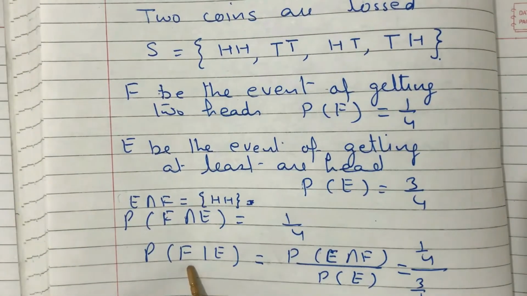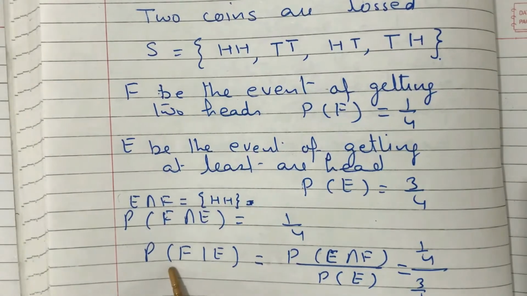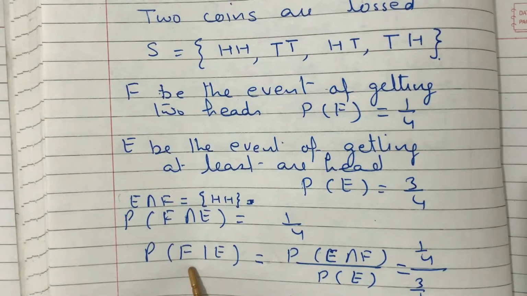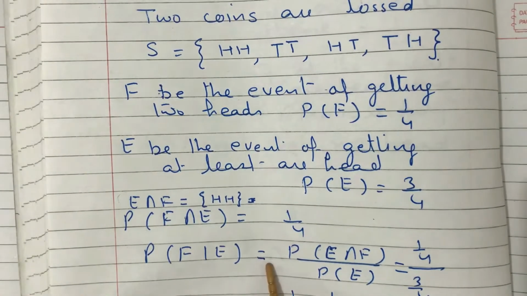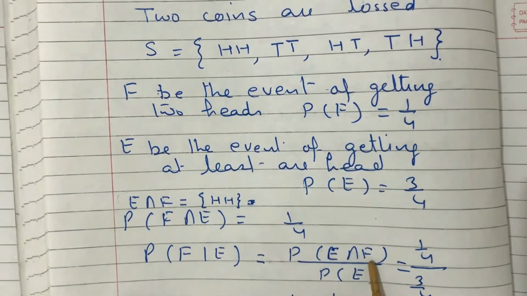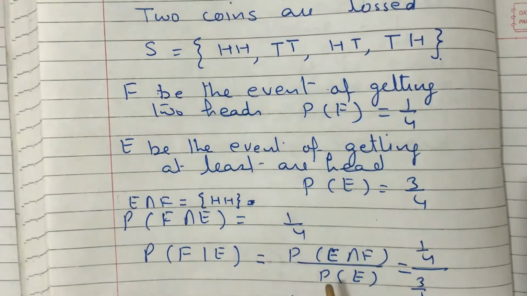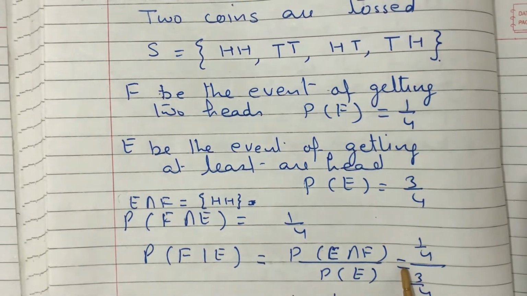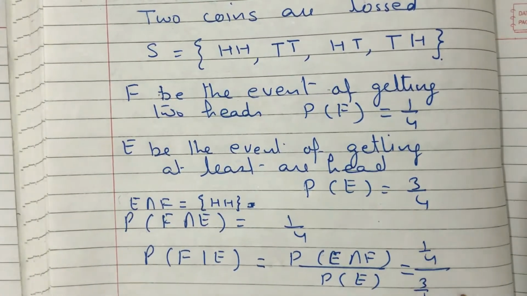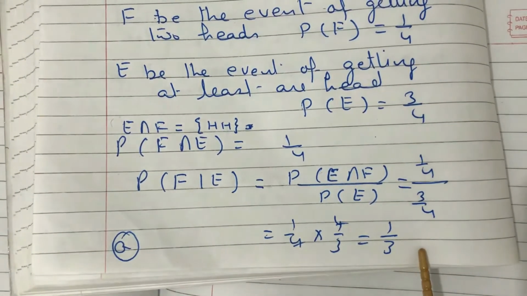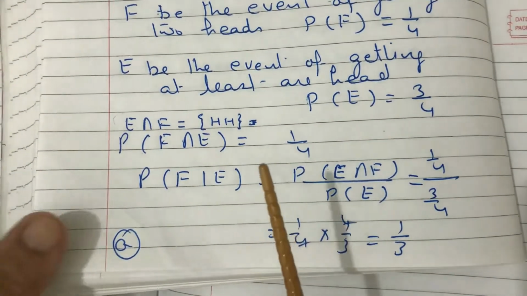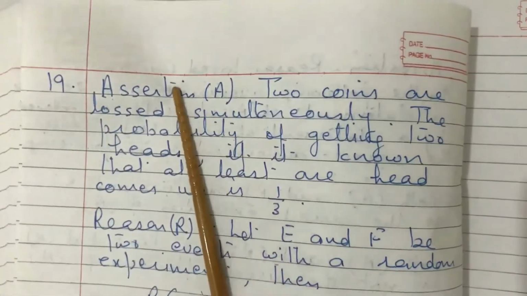So probability of F given E, it means probability of getting 2 heads if it is known that at least one head will come up, is equal to probability of E intersection F upon probability of E. I have written the formula here. This is equal to 1 by 4 upon 3 by 4. Now this is equal to 1 by 4 into 4 by 3, that is 1 by 3. So it means assertion A is true.